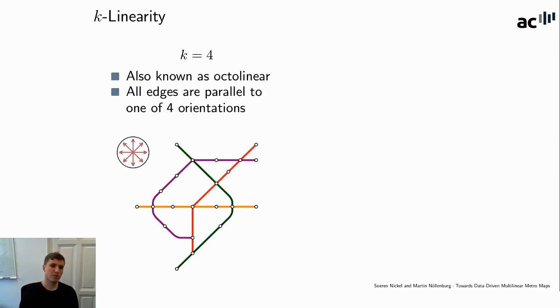Here you can see an example where k equals 4. So this is a 4-linear metro map. It's also known as an octolinear metro map. And every edge must be parallel to, as I already said, one of the 4 directions that are available: horizontal, vertical, the two 45-degree diagonals.